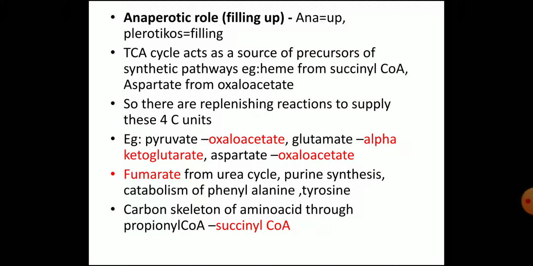Then the carbon skeletons of amino acids: valine, isoleucine, methionine and threonine go through propionyl coenzyme A, which we have already seen. It enters at the point of succinyl coenzyme A. Similarly, short chain fatty acids also enter through propionyl coenzyme A. So these are some important filling up reactions. So that is the anaplerotic role of the TCA cycle.